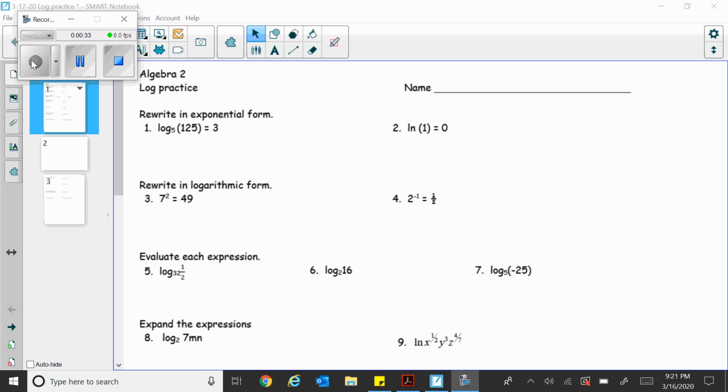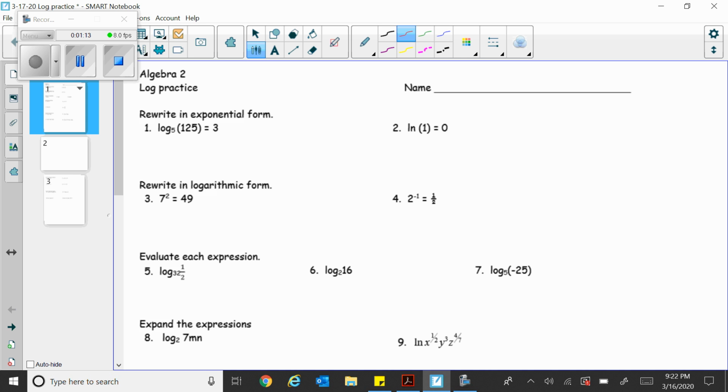So what I did was I put this worksheet on Smart Notebooks so that I could write on it and go over some of it with you. So let's look at numbers 1 through 7. These are pretty much the easiest of the review problems, and those will be the easiest kind of questions on your quiz. Numbers 1 through 4 have you rewrite. They have you go from one form to the other.